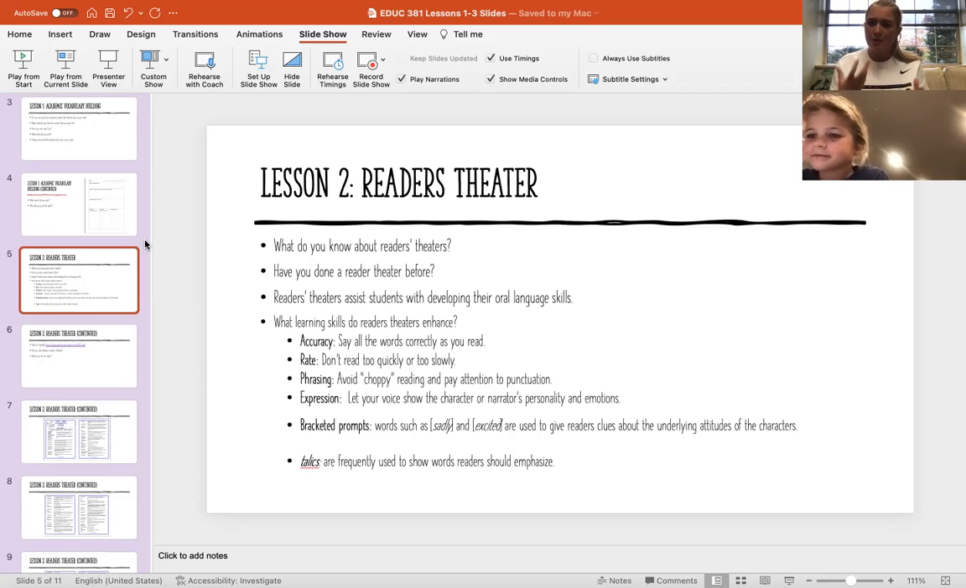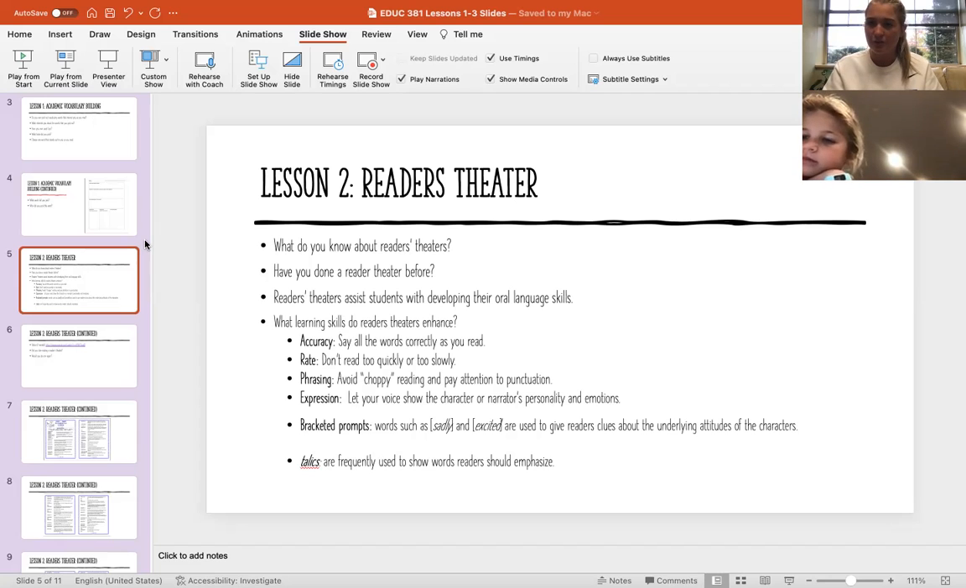Mm-hmm. Do you remember anything specifically about these readers theaters while you were reading? Or do you remember how you read them? Did you read them a certain way? We'd mostly do it with our whole class. Like we take turns going around when it was our part. Gotcha.